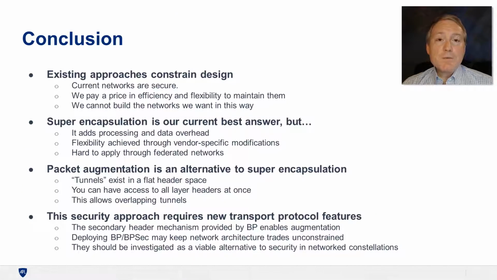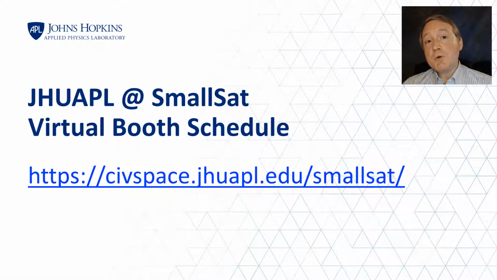In conclusion, what we have presented today is a network security approach based on augmentation by using different and emerging features in new transport protocols such as the bundle protocol. Certainly, the protocols that we use for security on the terrestrial internet create secure networks, but they do so by constraining the trade space in how we architect our systems, which could lead to more expensive or less efficient or less flexible networks. We hope that this presentation has made you think more about how networks are secured and how they might be secured in space networks.